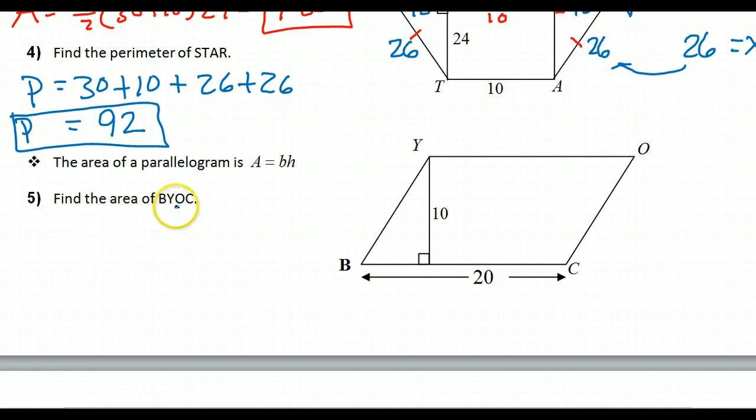Number 5. Area of a parallelogram. Well, this is the easiest one of all. Area is just base times height. So that's just going to be 20 times 10. So that's just going to be 200.